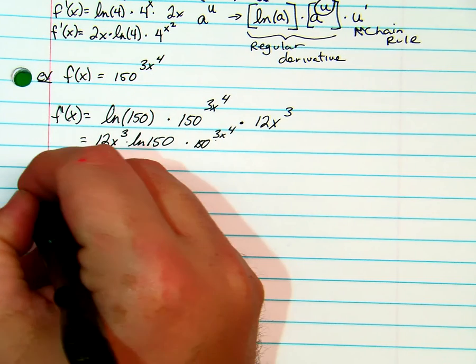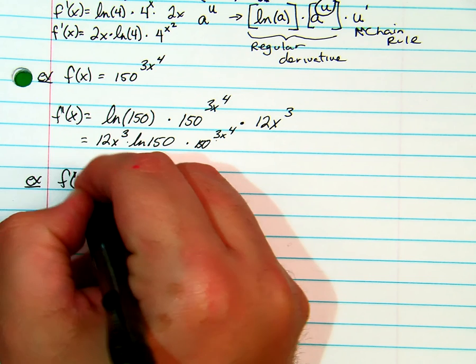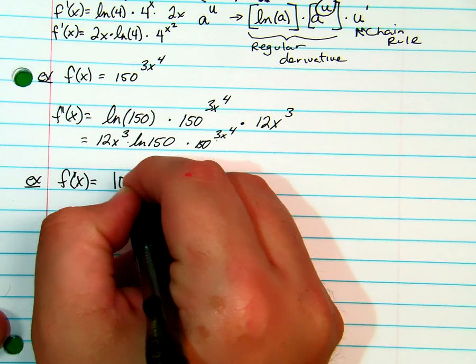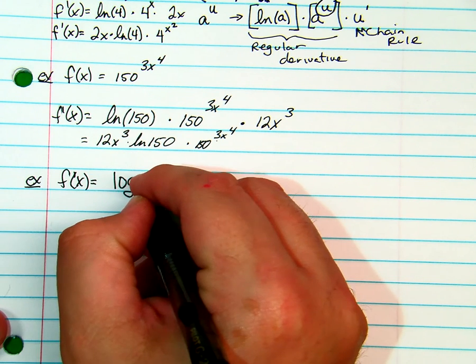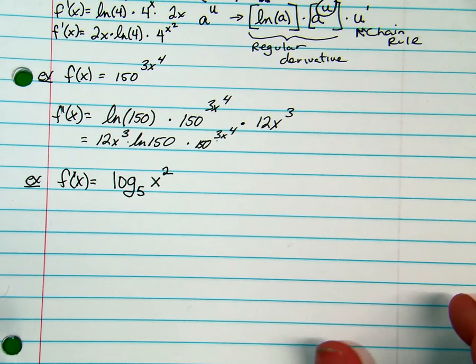How about f of x is equal to the log base 5 of x squared? Don't yell it out.